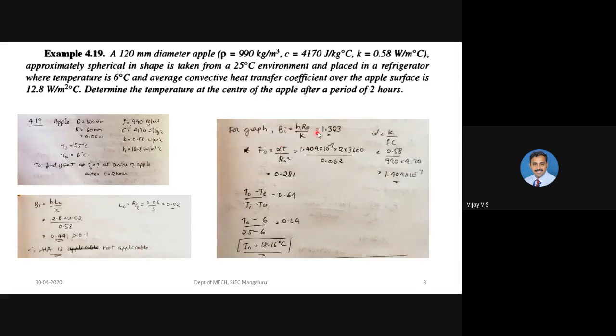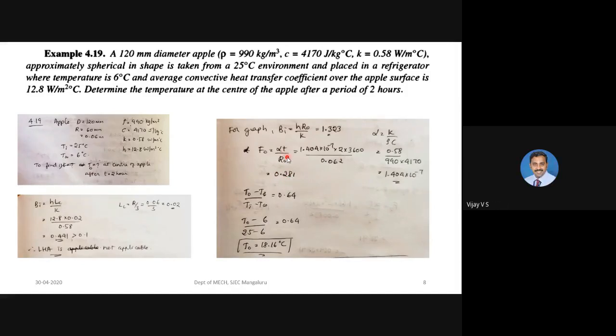Now for the graph, I should find out Biot number based on radius. It's not based on Lc. So find out hR naught by k. So now I will get Biot number 1.323. This is for the graph purpose. Find out the Fourier number now. Fourier number is given by alpha t by R naught square. I want after 2 hours. So alpha we have to calculate, k by rho Cp, 0.58 by this. So alpha you will get this value. Time is this one. Radius is 0.06. So you will get Fourier number as 0.218.